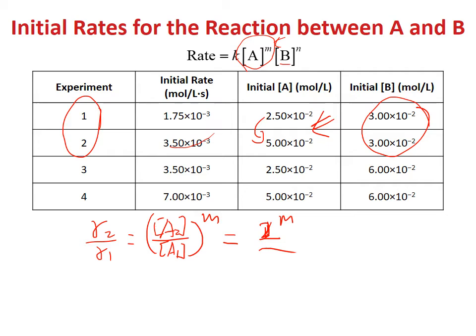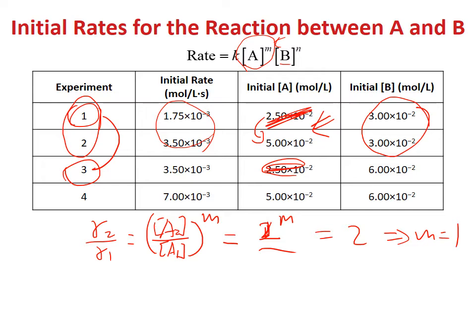And then we look at the experiment, it's also twice, and that gives you m equals 1. And then we look at experiment 1 and 3. These two have the same concentration of A, so we omit A, and the reaction rate is only contributed by B. So now R3 over R1 equals B concentration 3 over B1 to the nth power.